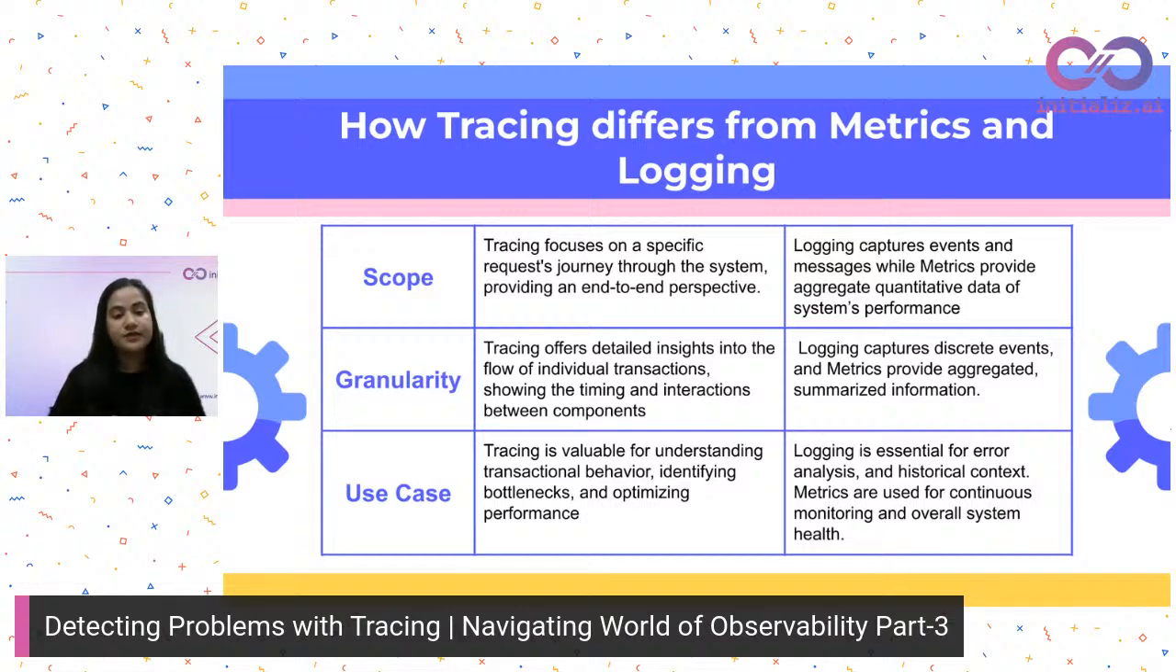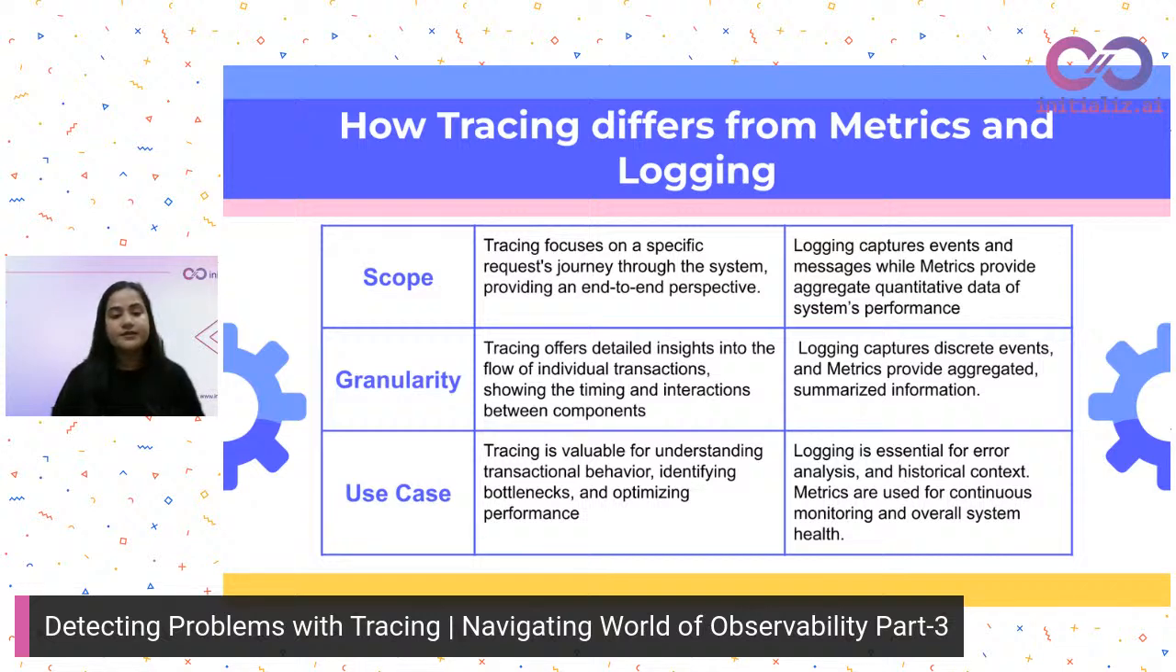So, talking about the use cases, tracing is valuable for understanding transactional behavior, identifying bottlenecks, and optimizing performance. Of course, logging and metrics also help in optimizing the performance, but it's mostly post-active, and this is a proactive approach. So logging is basically essential for debugging, error analysis, and historical context. So in a way, it has already happened, and if you see the traces, you can actually reduce the time and load of an application.